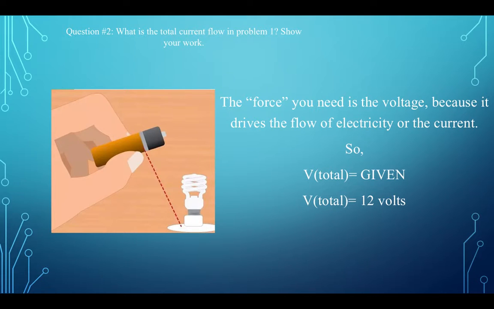Question 2 asks, what is the total current flow in the problem? Show your work. The force you need is voltage because it drives the flow of electricity, or the current. So the total voltage is given, which is the 12 volts.